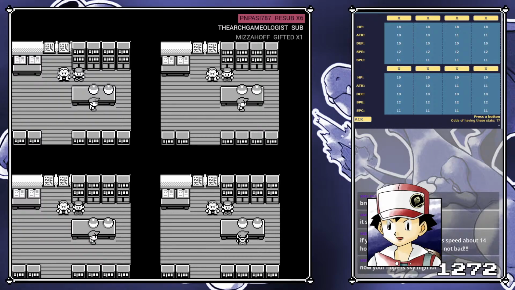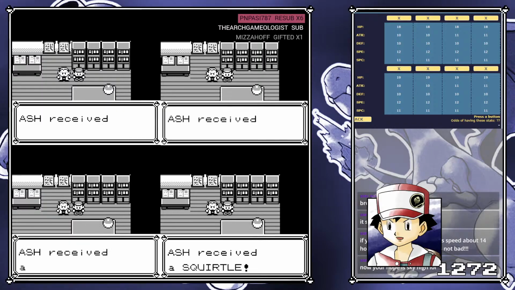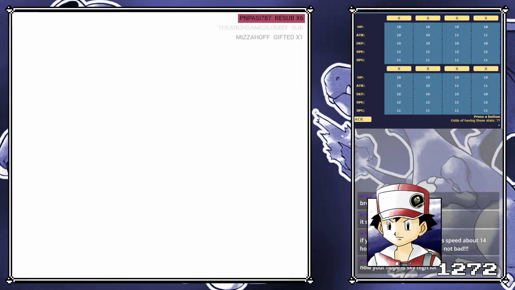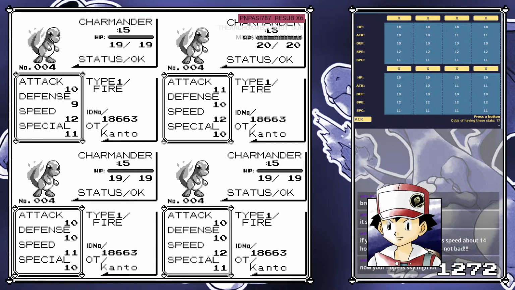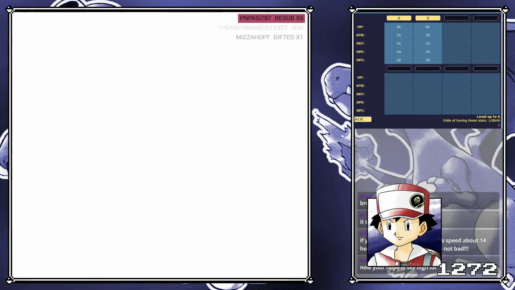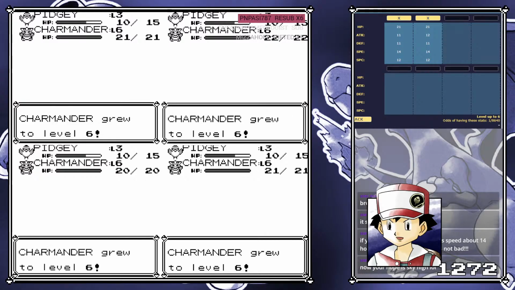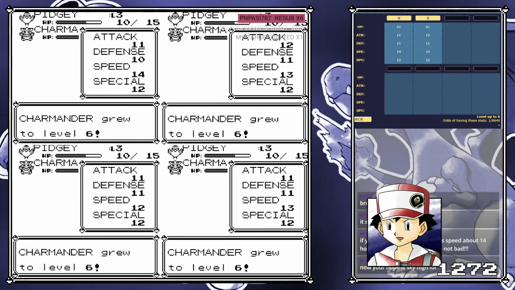All I want is for that chart to say shiny at level 17. For it to say shiny. Alright, 10, 10, 12, 11. Bottom right. 21. 11, 11, 13, 12. Nope.